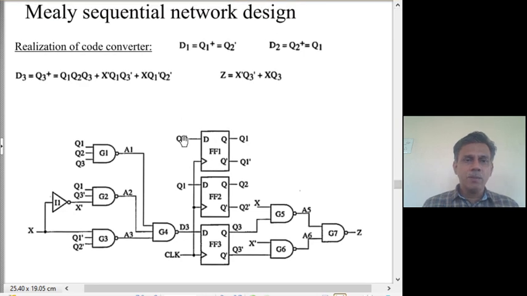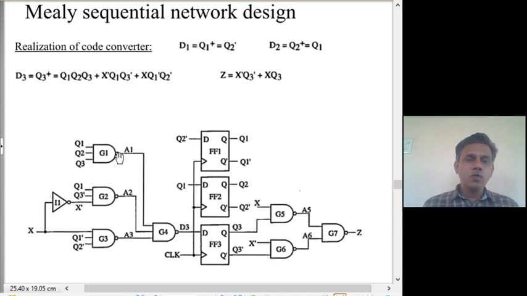So D1 is nothing but Q2 bar: tap it from here and give it here. D2 is nothing but Q1: tap it from here and give it here. And D3 is a little complex. D3 is to be realized from this and given here. So it is an SOP. Use a 3 input AND gate to generate each of these and then OR it.